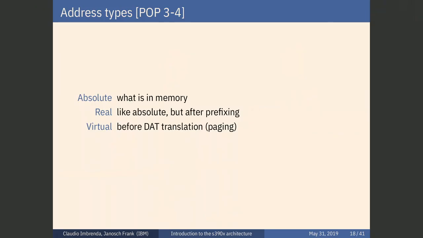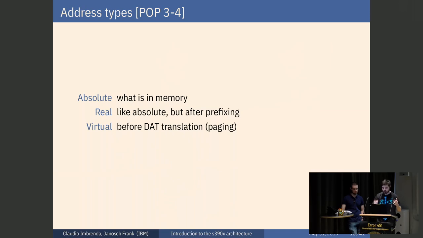So we have three different address types. Absolute is what is really in memory, which is seldom used. Then there is real, which is like absolute, but it's before prefixing, not after. And virtual is before that translation. So first you have a virtual address, you translate it to a real address, and then finally to an absolute address, and that goes in memory.